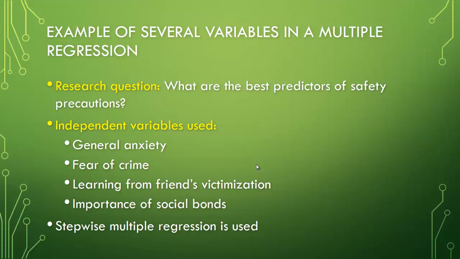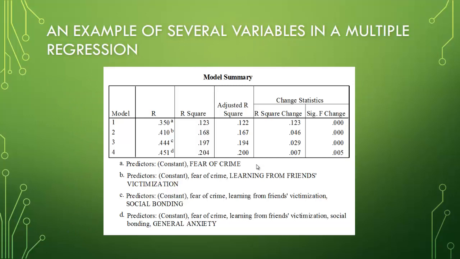This is where variables are entered one by one into the regression equation rather than having all 4 variables entered at the exact same time. And so the output boxes will change a bit, but the interpretation of the values is the same. So in this instance, we see a model summary with 4 models presented. Notice the subscripts below the table. It tells which predictors are included in that model.